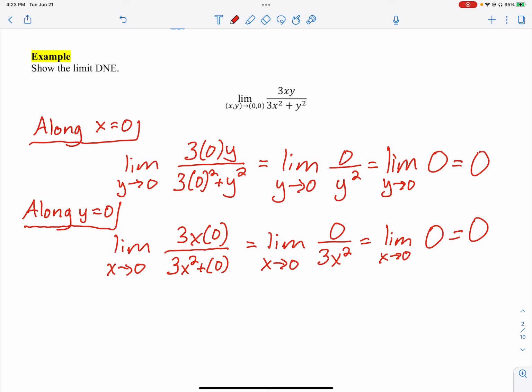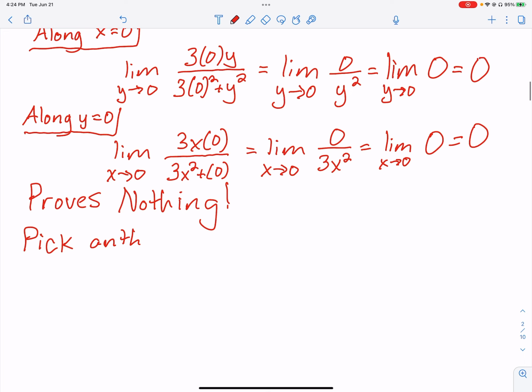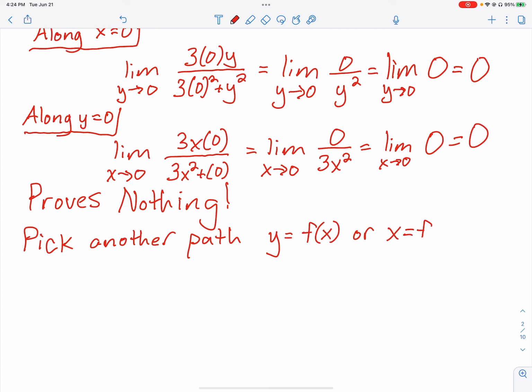Okay, this proves nothing. It just proves those paths go through 0. Doesn't prove it exists, doesn't prove it doesn't exist. So we need to pick another path. Pick another, if I could spell another right. Is that right? No, sorry about that. Another path. Pick another path, y equals some function of x or some x that is a function of y. So something that relates it to the other.